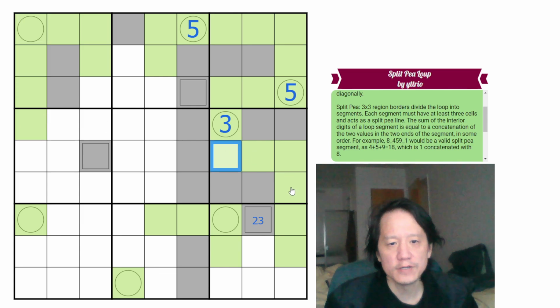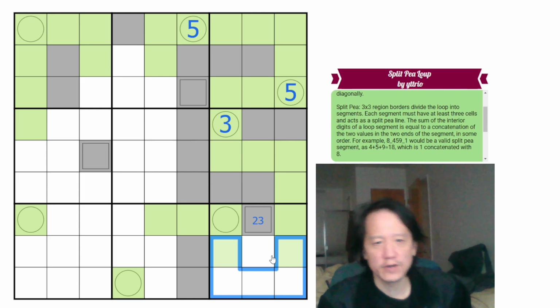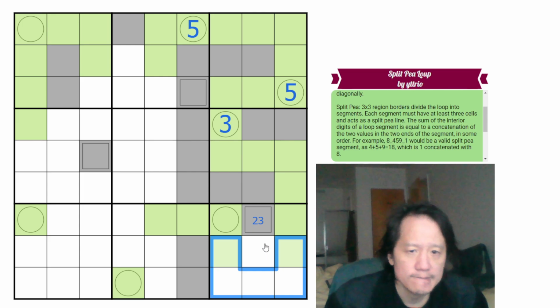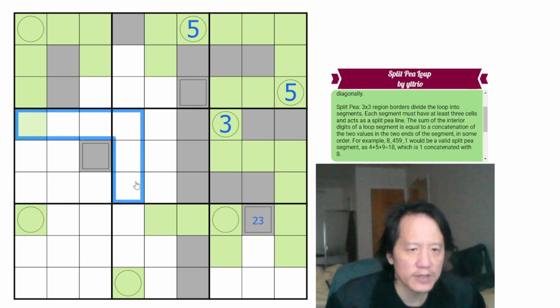This we don't know yet. This one we don't know yet. This one could be this or this. Those are both fine. What does this connect to? This could be something like this. This is minimum. This could go something like this. Could go something like this.